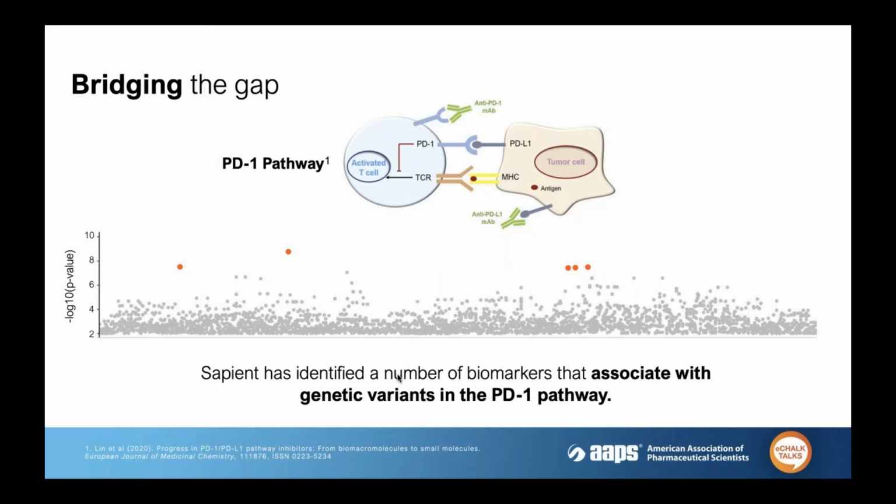Now, if we look at common genetic variants in both PD1 and PD-L1, and again, look across the tens of thousands of small molecule biomarkers that are captured in our human biological database, again, in this modified Manhattan plot, that's what's shown on the x-axis. It's the number of biomarkers. What you see here is that there's 5 to 6 different circulating biomarkers that strongly associate with underlying genetic variants in the PD1 pathway.